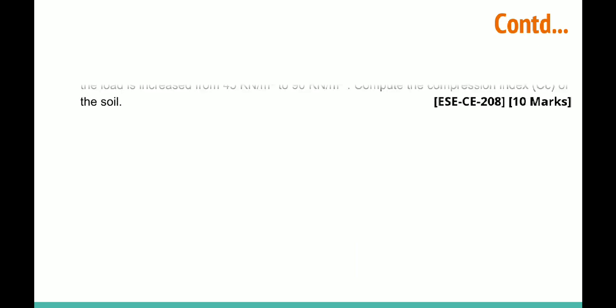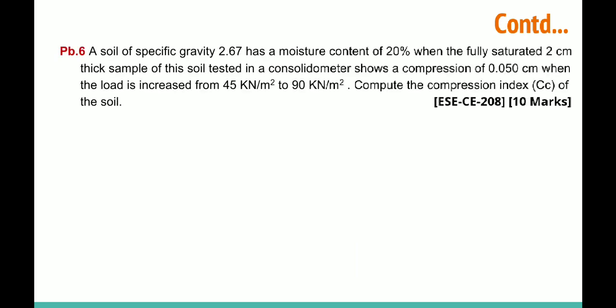Next question we have, a soil of specific gravity 2.67 has a moisture content of 20%. When fully saturated, a 2 centimeter thick soil sample tested in the consolidometer shows a compression of 0.050 centimeter when the load is increased from 45 to 90 kN per meter square. Compute the compression index of the soil. So all data we have, we can apply the relation in terms of Cc, and we get the value of Cc. Okay.